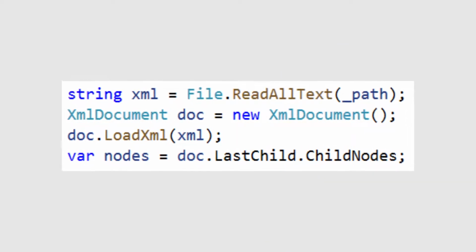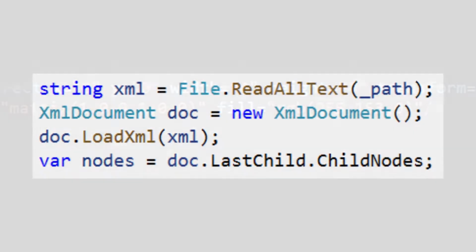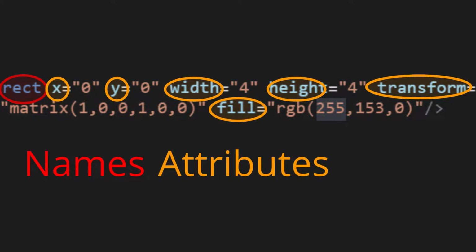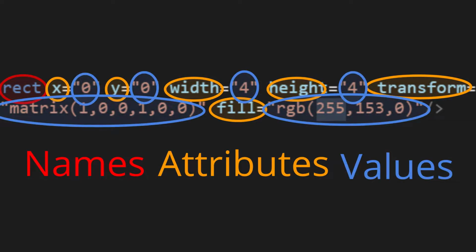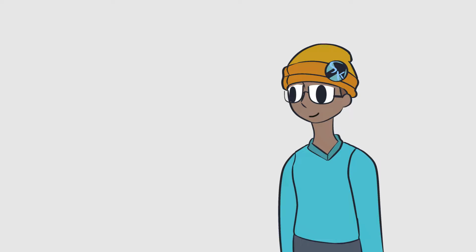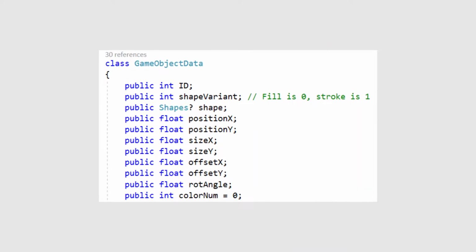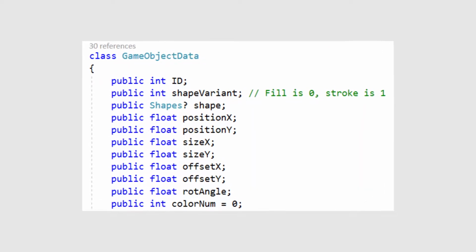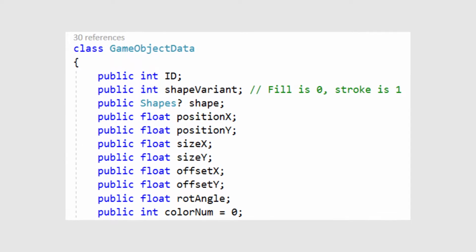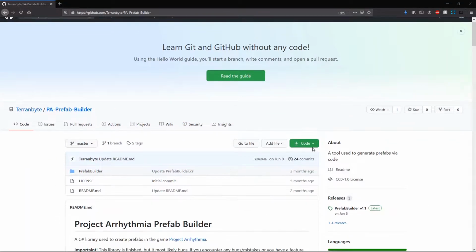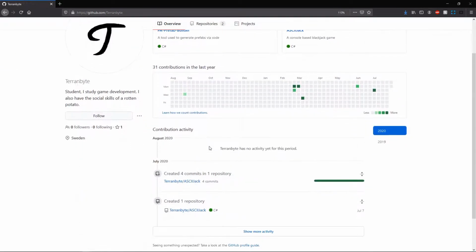So I used the System XML namespace to read the SVG file and its values, such as names like rect, ellipse, circle, and path, as well as attributes like x, y, width, height, and their values. Now that I could read the SVG file, I had to convert the data from the SVG to a PA object. So I created a class called GameObjectData, and this class is intended to hold values that I put into a Project Arrythmia game object using a namespace called Prefab Builder DLL that Tehran built.